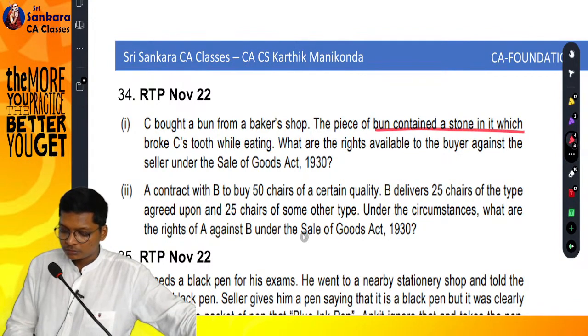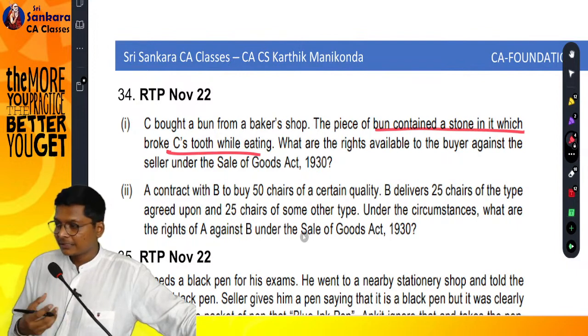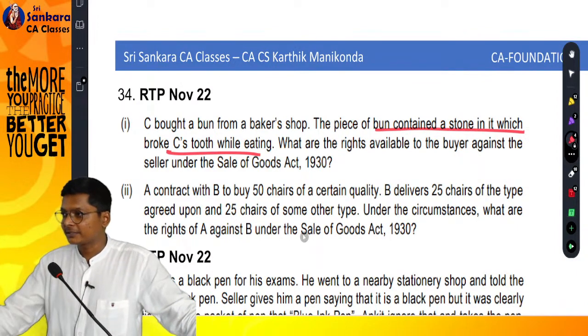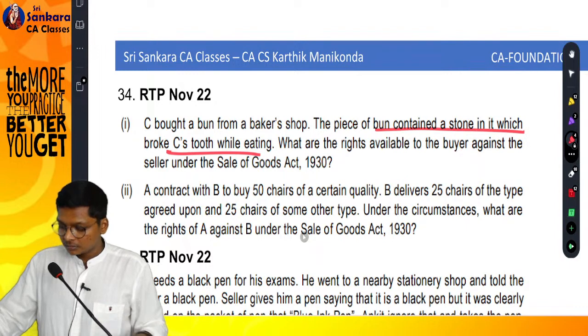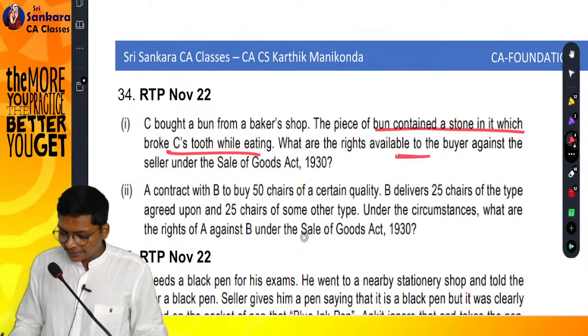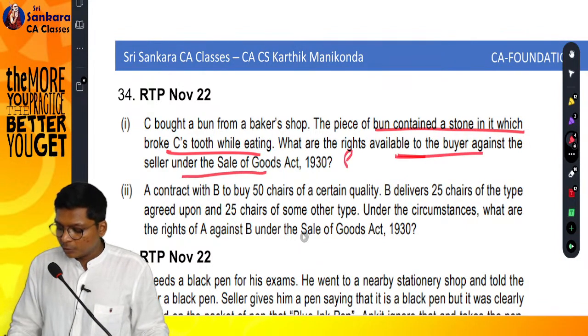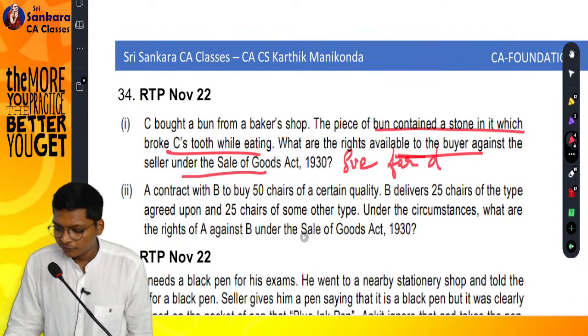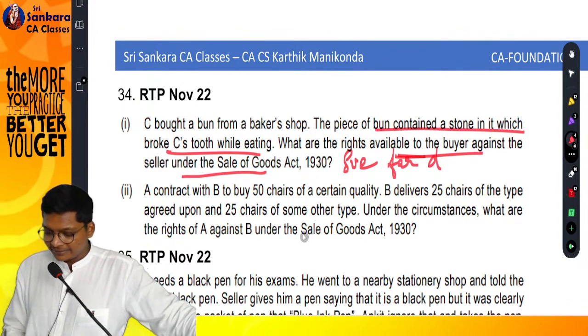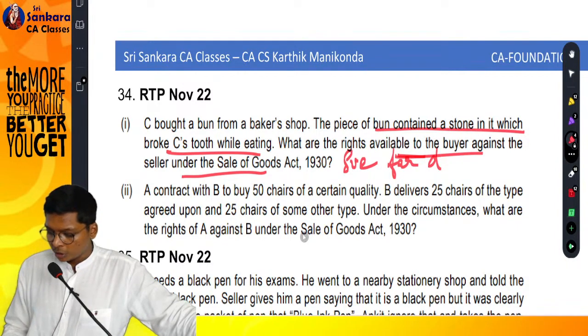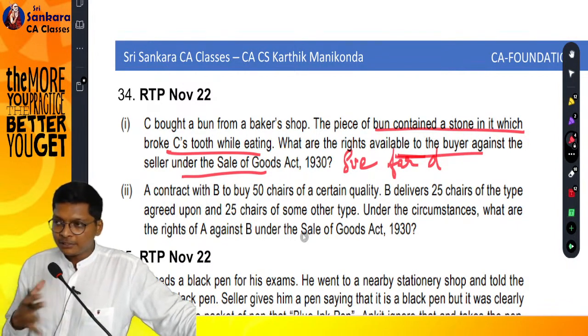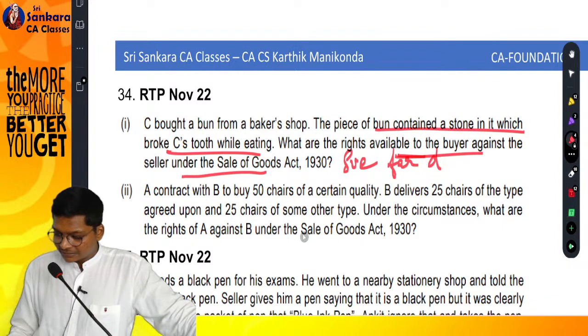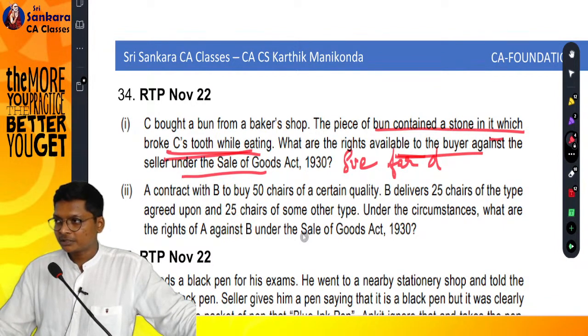First one is what? You bought a cake. The cake lacks wholesomeness. What are the rights available to the buyer? Wholesomeness is not there. You can sue for damages, not sue for price. The price of the cake would be 100 rupees. You can sue for the damages, whatever you are suffering. This relates to wholesomeness.